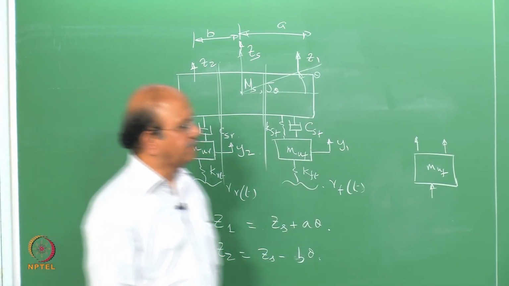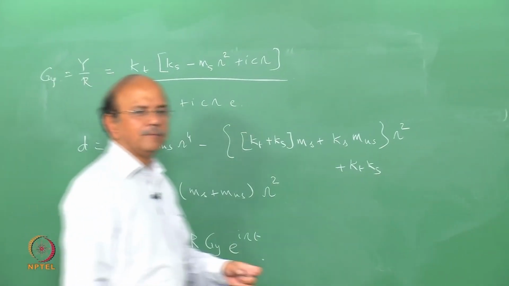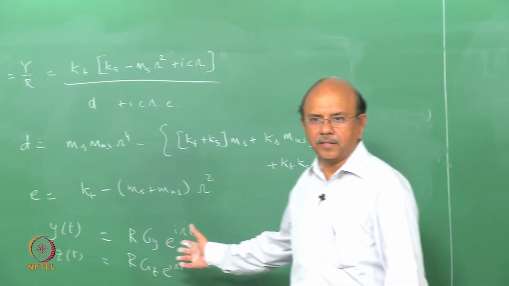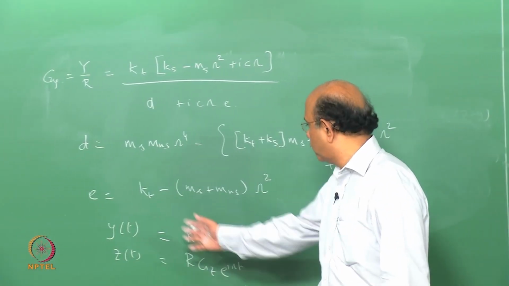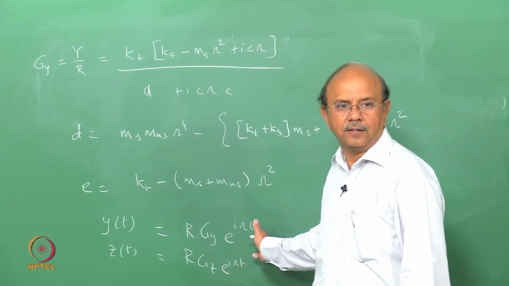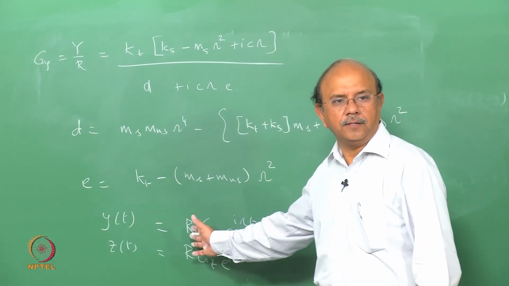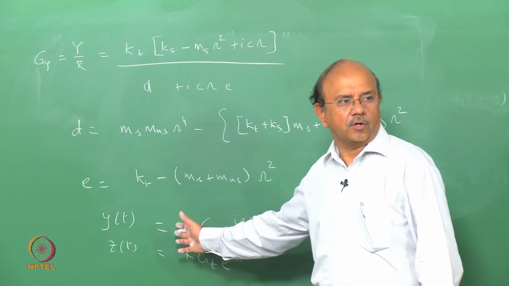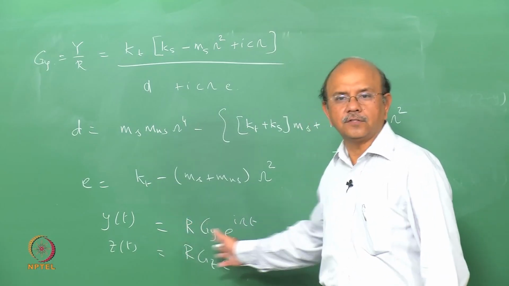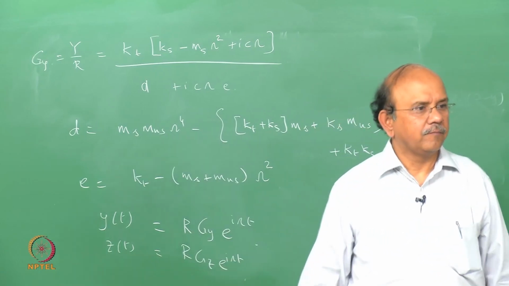acceleration levels. So now acceleration levels can obviously be determined by this. Y dot dot is equal to i R G y i omega t e power i omega t, and i squared, that is, in other words, from here it is minus of this quantity, minus of that quantity.